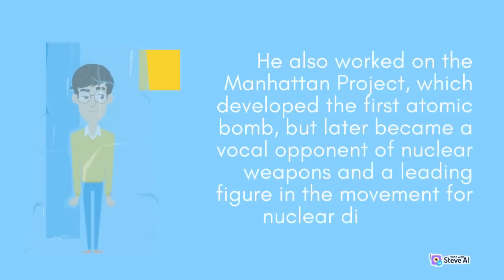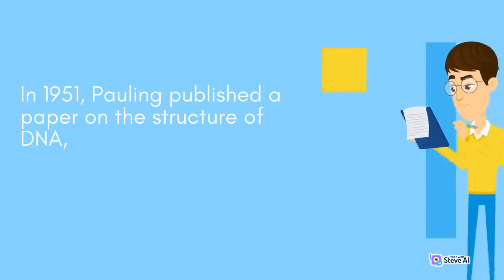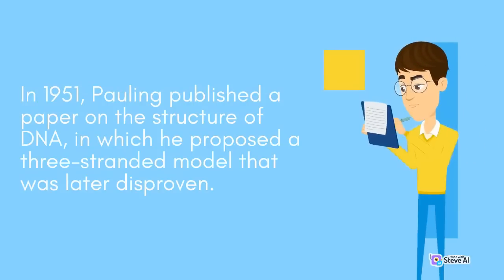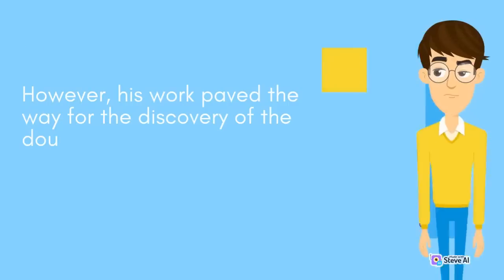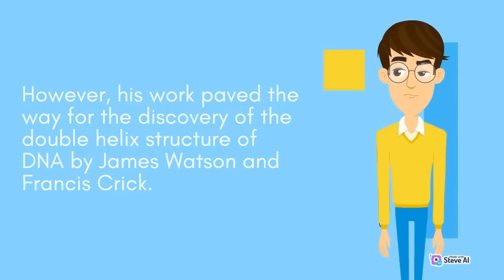He also worked on the Manhattan Project, which developed the first atomic bomb, but later became a vocal opponent of nuclear weapons and a leading figure in the movement for nuclear disarmament. In 1951, Pauling published a paper on the structure of DNA in which he proposed a three-stranded model that was later disproven. However, his work paved the way for the discovery of the double helix structure of DNA by James Watson and Francis Crick.